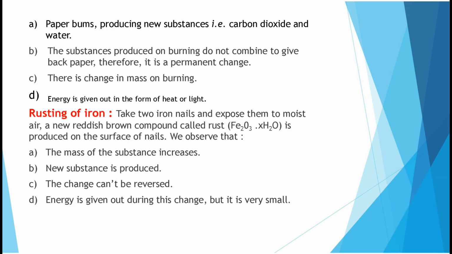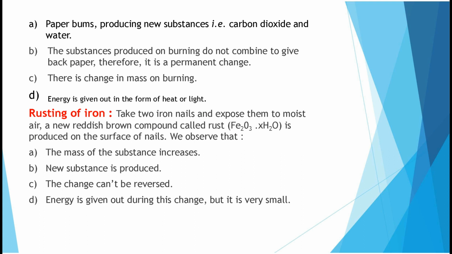And paper burns producing new substances. The substances produced on burning do not combine to give back paper. We can't bring back the paper again. So it is permanent and it is a chemical change. It cannot be reversed. If we want to bring back the paper again, we can't. So it is a chemical change.